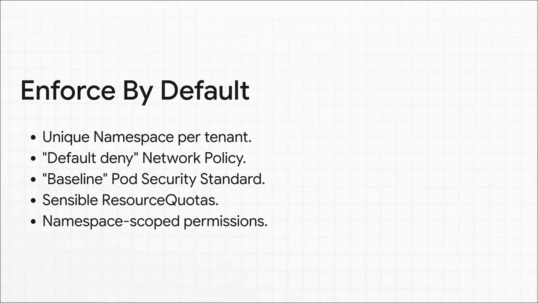This is it. This is your blueprint for default security. First, a unique namespace for every tenant, no exceptions. This is your foundational boundary. Second, a default deny network policy because it's always safer to explicitly permit traffic than to forget to block it. Third, enforce the baseline PodSecurity standard. This will prevent the most common container breakout attempts. Fourth, set sensible resource quotas from day one to ensure fairness. And finally, scope all permissions tightly to that user's namespace. This limits the blast radius if an account ever gets compromised. This blueprint is your secure starting point for every single tenant.